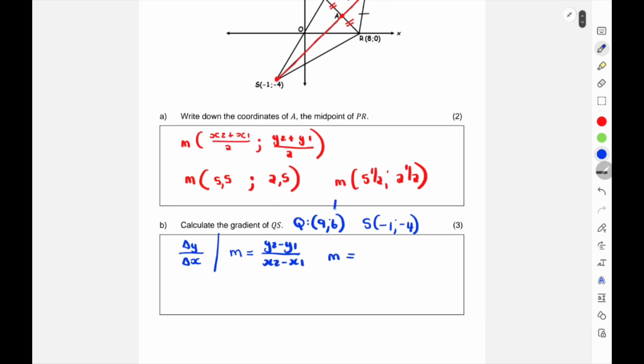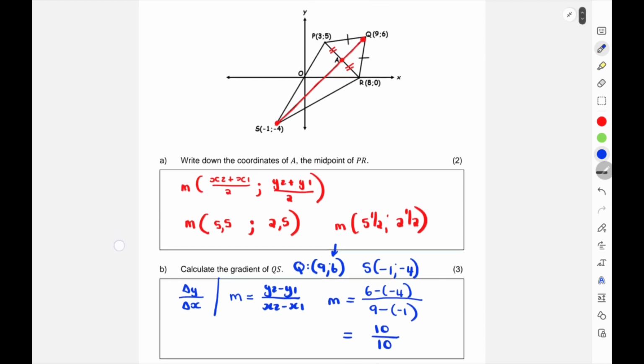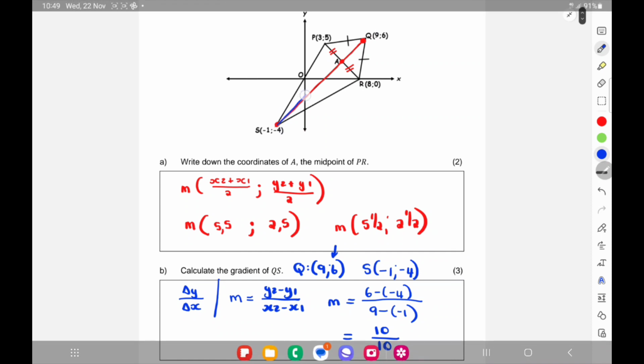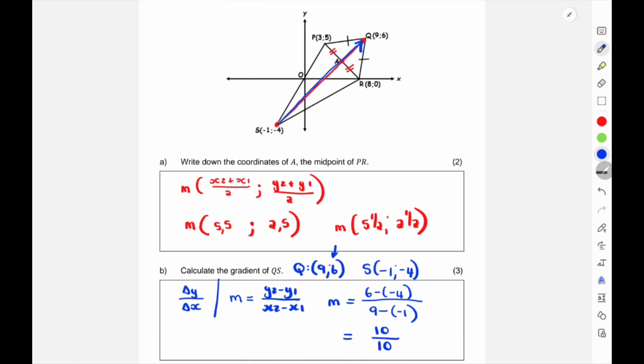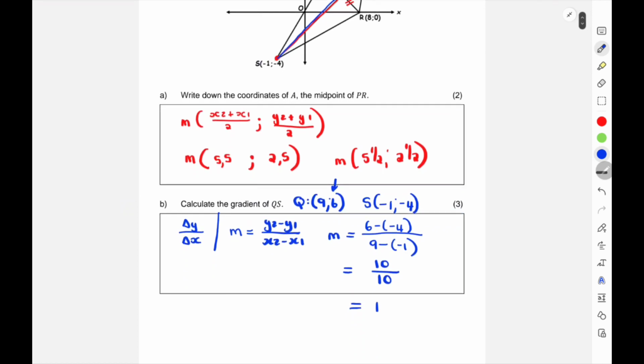So let's get to the gradient. Change of y, so I'm going to start over here: 6 minus, be careful of your double negatives, minus 4, over 9 minus, what? Minus 1. 6 plus 4 is 10, over 9 plus 1 is 10, which gives you a gradient of +1. Is it a positive gradient? Yes, it is. It is going from left to right, it's going up. So my gradient is 1.